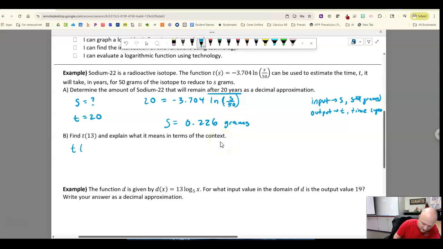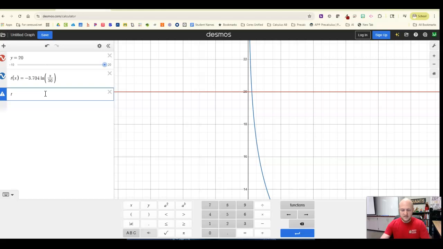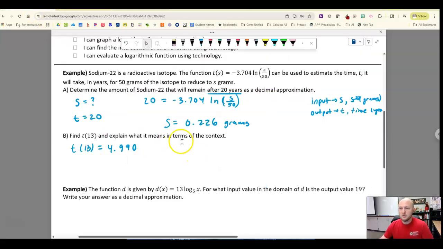So whenever they ask you this, make sure you label T of 13 equals, and then it's really easy. I'm just going to go to my calculator. I'm going to say, okay, what is T of 13? I'm just plugging it in. And so that is equal to 4.990, or you could truncate 4.989. Okay, and they say explain what this means in terms of the context.